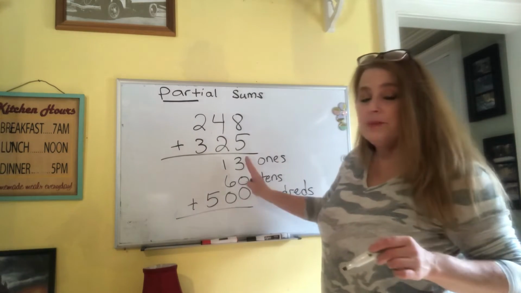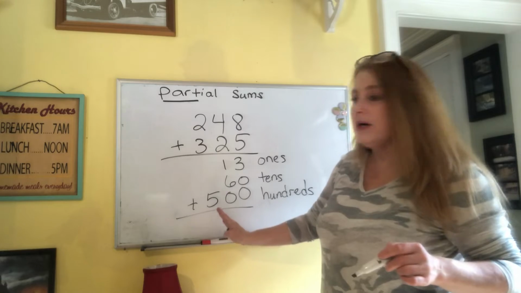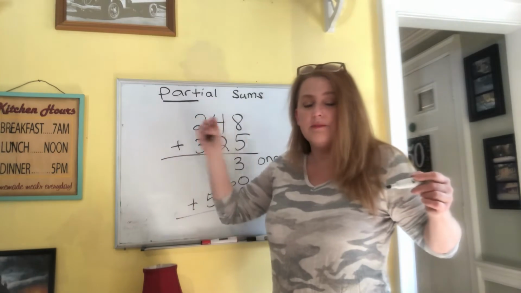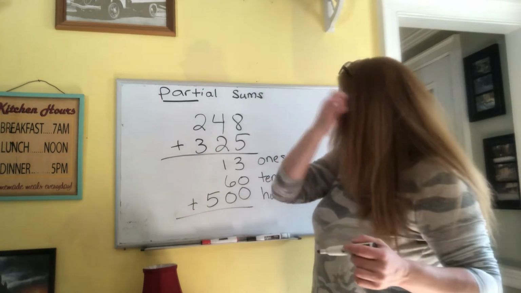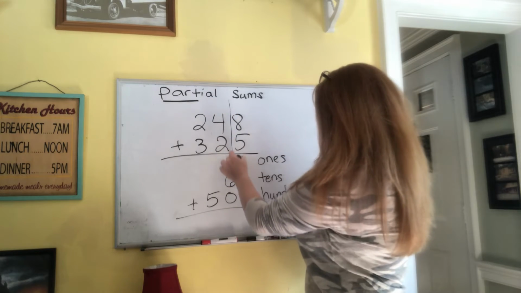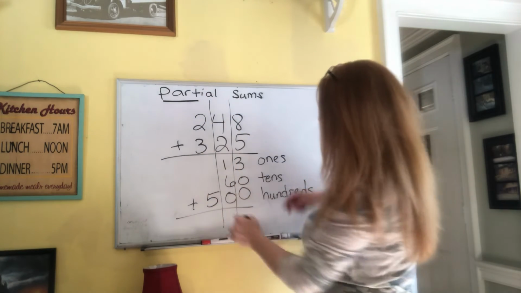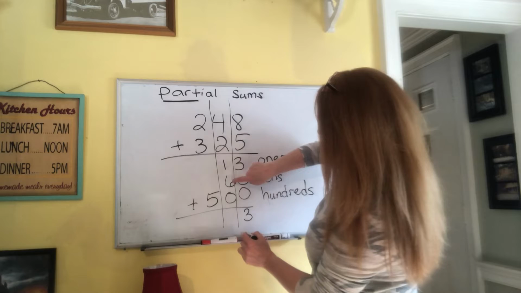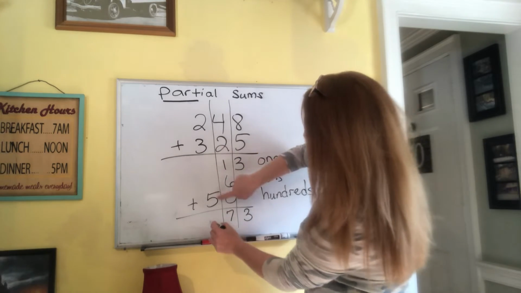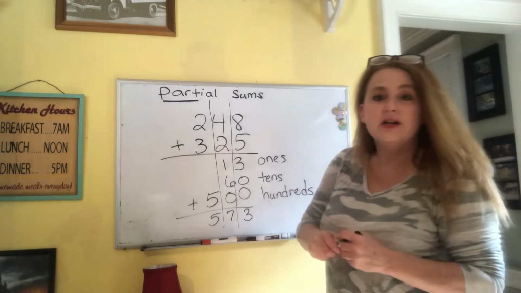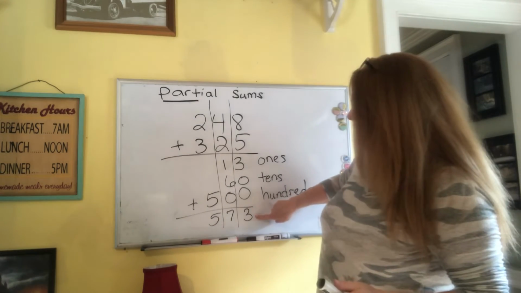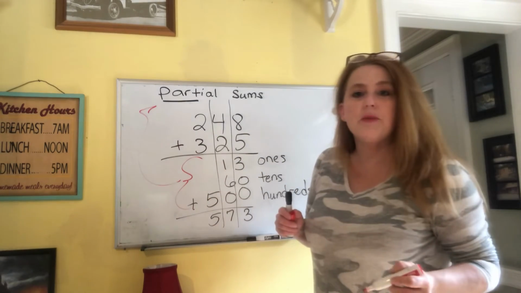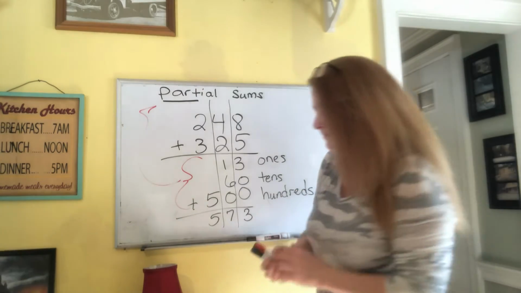I'm not a terribly neat person, but notice how neat my columns are. If I start to write them at a slant, it's going to be tricky to make sure I add it correctly to get my big sum. So I'm going to try to keep them nice and straight. You could even draw lines if you wanted to. I'm going to add it up for the big sum. It's 3 plus 0 is 3, and 1 plus 6 is 7, and nothing plus 5 is 5. So the big sum is 573. These are all of my partial sums. Okay? Let's do another one.